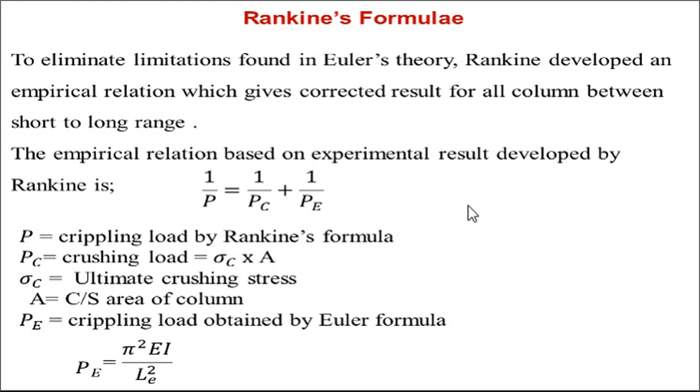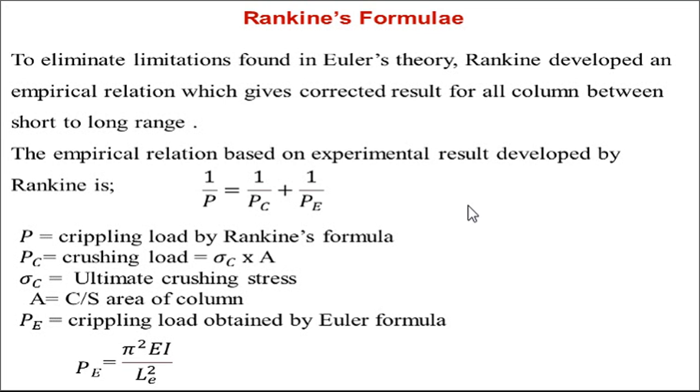The relation developed by Rankine is 1 upon P is equal to 1 upon PC plus 1 upon PE. So what do its symbols stand for? This capital P is nothing but the critical load by Rankine's formula. PC is the crushing load, where P is the load and C is used for crushing, that's why it is a crushing load. And PE, we already know, is the Euler's critical load.